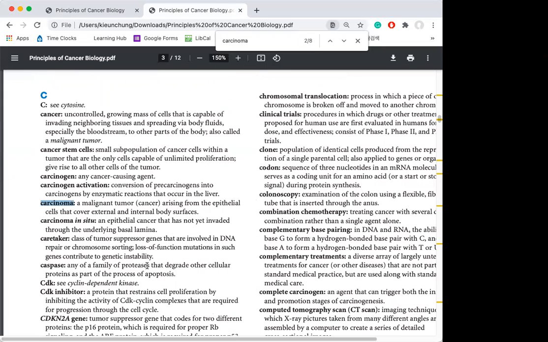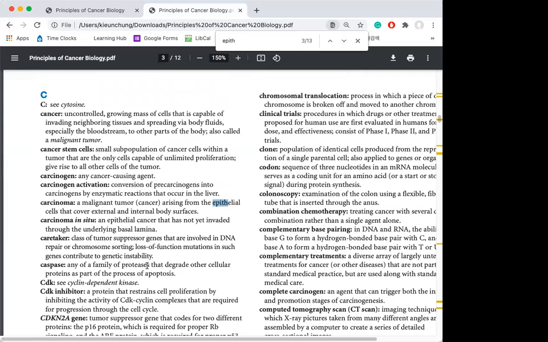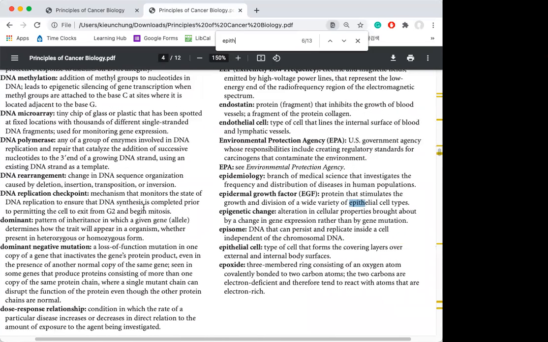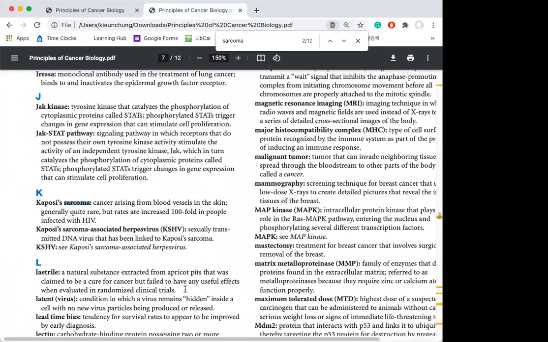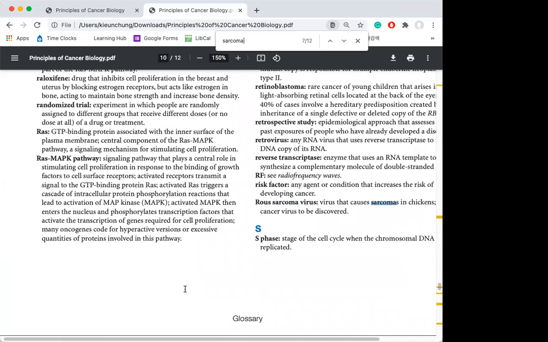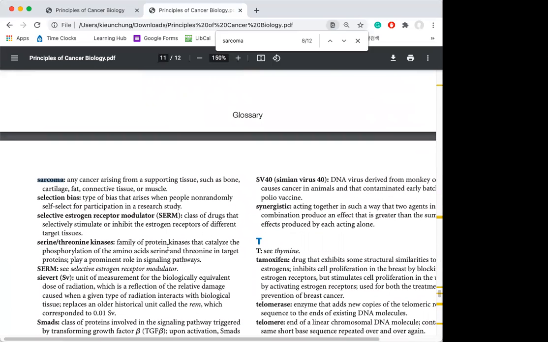Carcinoma: a malignant tumor arising from the epithelial cells that cover external and internal body surfaces. Epithelial cell: type of cell that forms a covering layer over external and internal body surfaces. Sarcoma: any cancer arising from a supporting tissue, such as bone, cartilage, fat, connective tissue, or muscle.